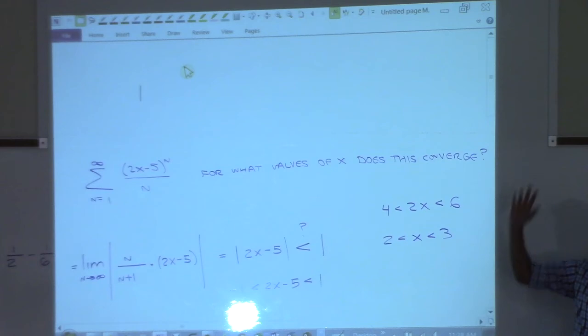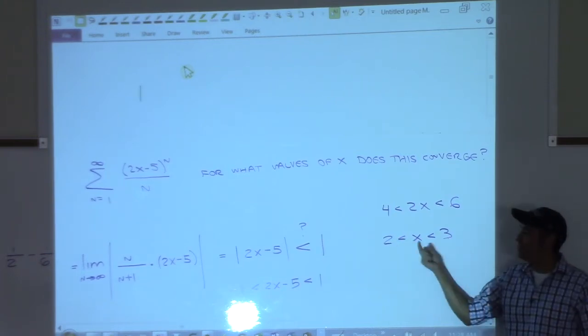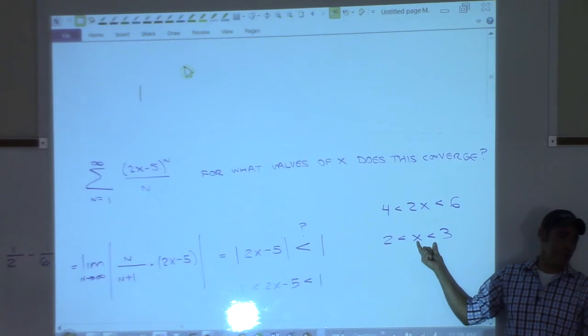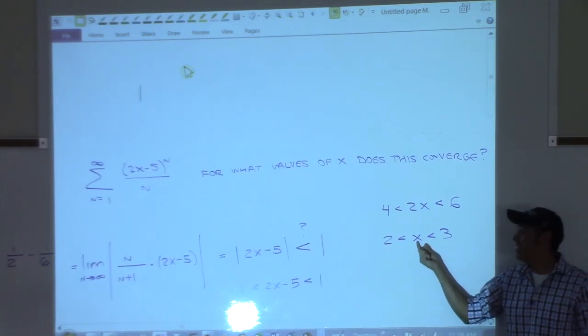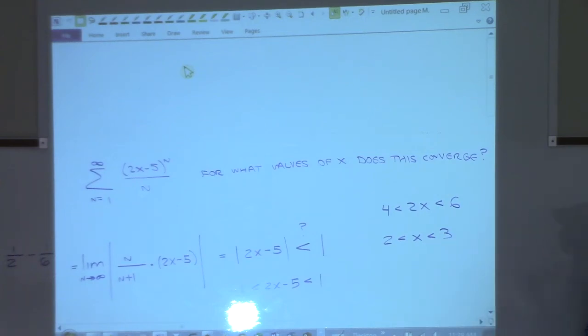Give me 4, plug it in, I'm going to get convergence. You said it has to be between 2 and 3 though? Did I say 4? Yes. Okay, so you are paying attention. Thank you. 2 to 3. So if I pick 4, it's not going to converge. It's going to diverge. If I pick 2.5, right? It's going to converge. Sorry about that. Good play.